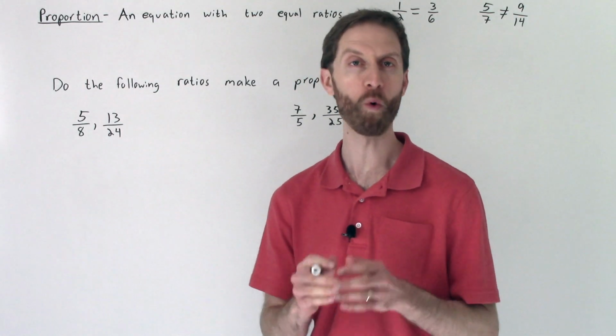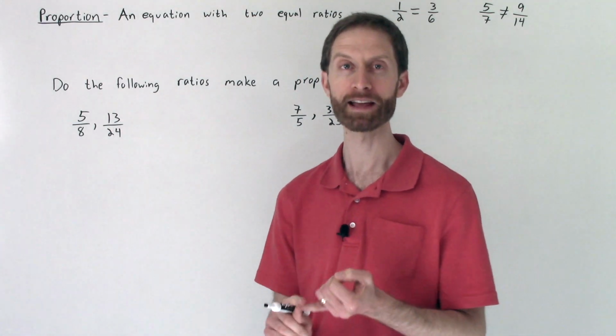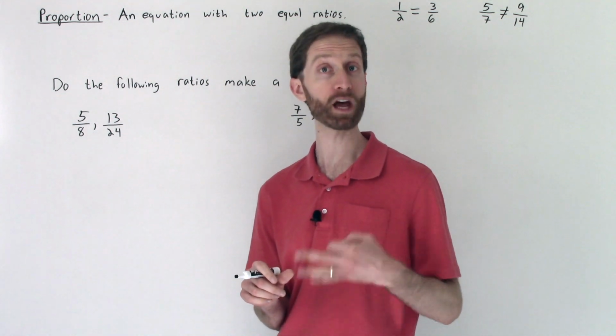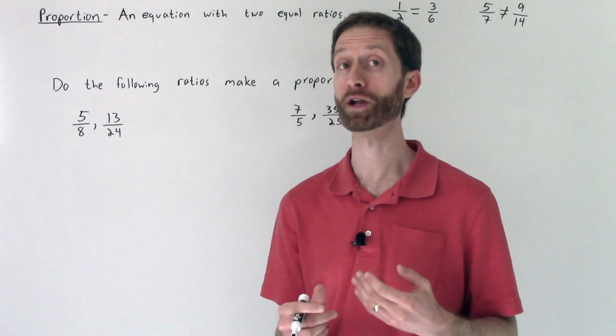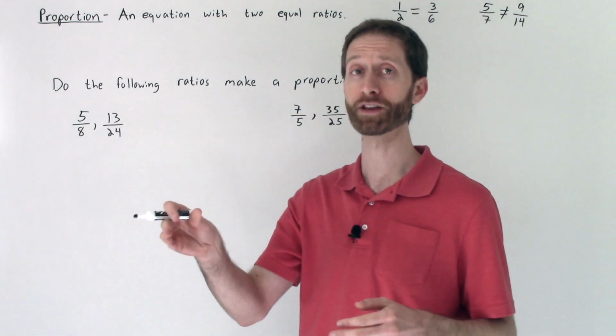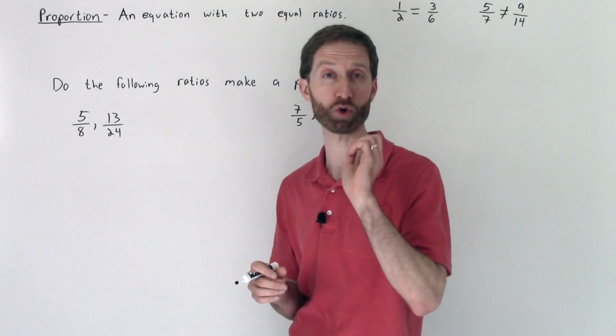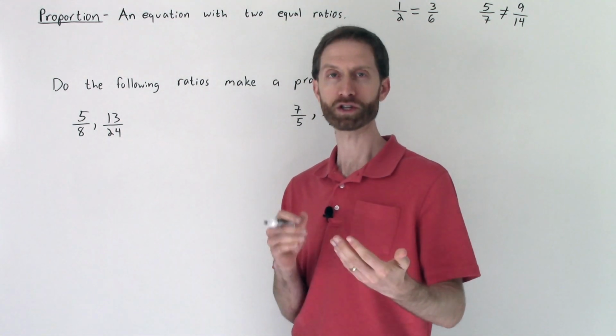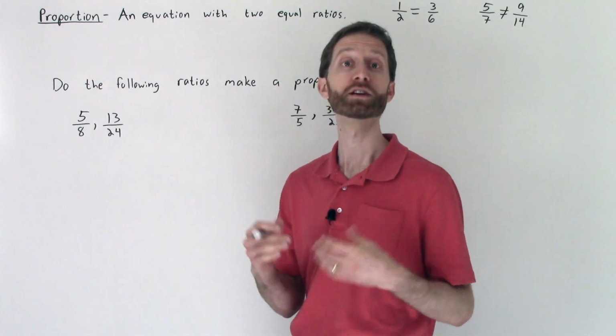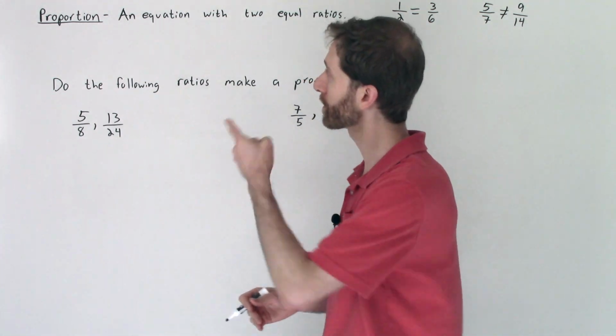Let's now talk about what a proportion is and how to see if two ratios make up a proportion. So I'm going to show you one method to see whether or not two ratios make up a proportion. And in a later video, I'm going to show you something called the cross product or cross multiplication, which is a great method for doing just what I said before, showing whether or not two ratios make a proportion. So let's check this out.